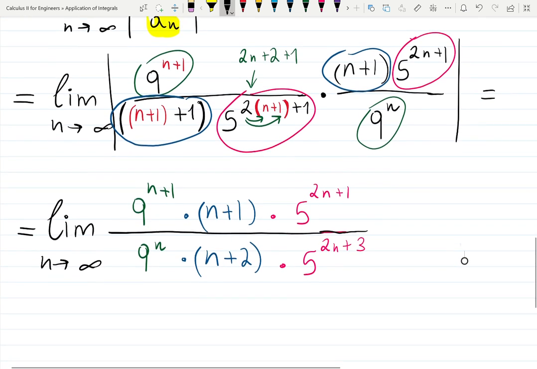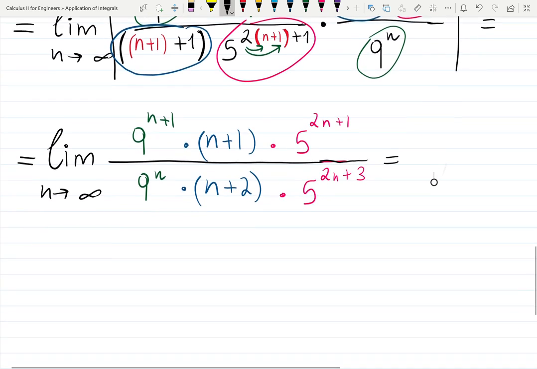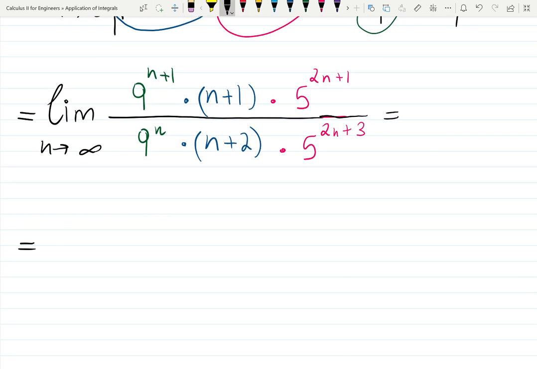Do we need absolute value right now, by the way? 9s are positive, n plus 1, n plus 2 are positive at infinity, right? Then 5 to something is positive. So I don't need absolute value anymore. None of these factors are negative. Now it's time to simplify. Let's see what's gonna happen.